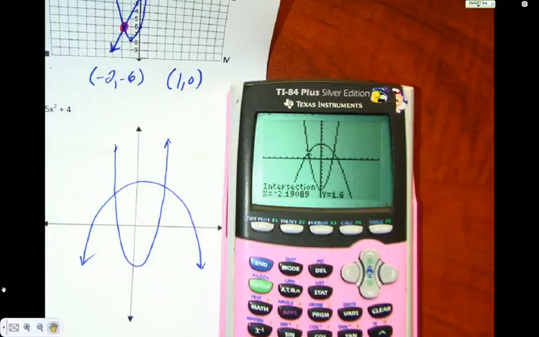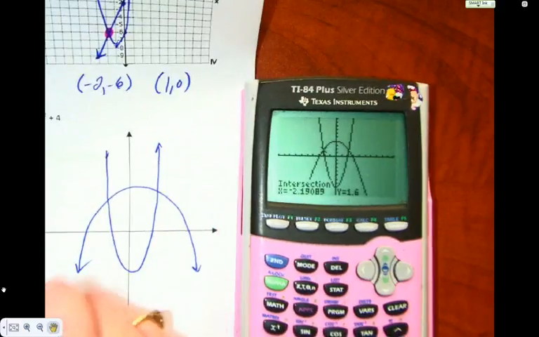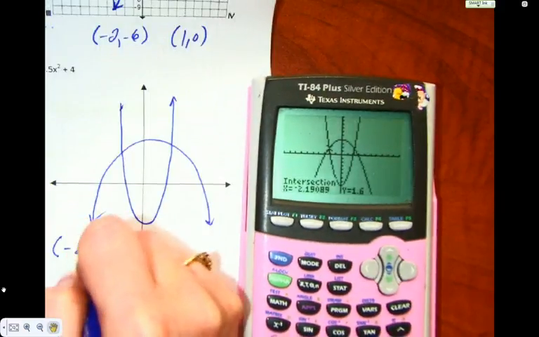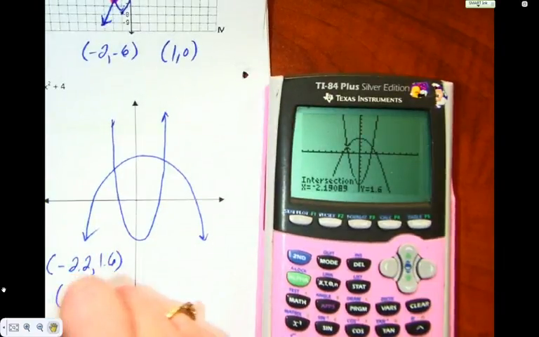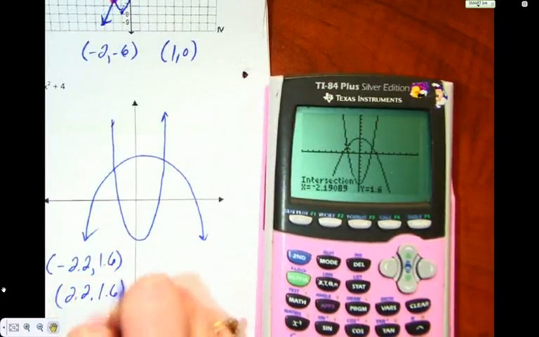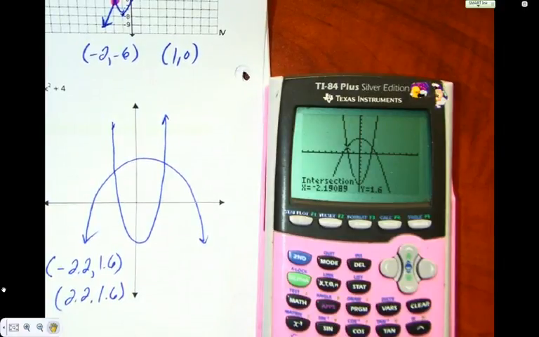Would have been helpful if I'd written the first one down, because now I don't remember. So negative 2.2 and 1.6. And I think it was symmetric. I'm guessing on that, though.